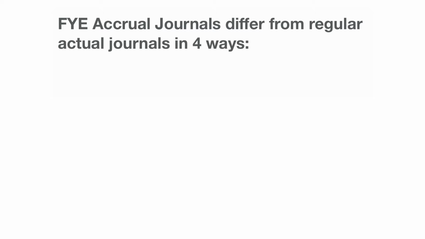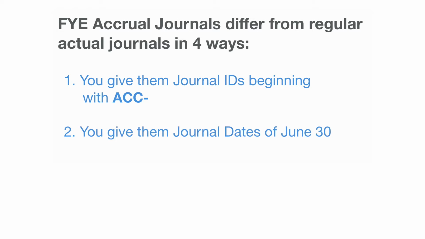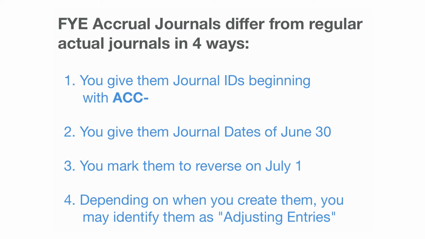Fiscal year-end accrual journals are different from the regular actual journals you create in 4 ways. You give them journal IDs beginning with ACC-. You give them journal dates of June 30. You mark them to reverse on July 1. And depending on when you create them, you may identify them as adjusting entries. Here's how it all works.